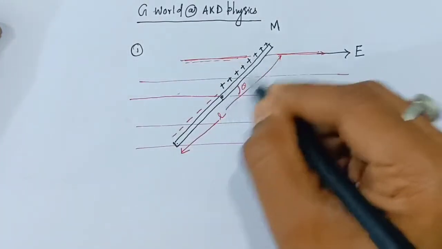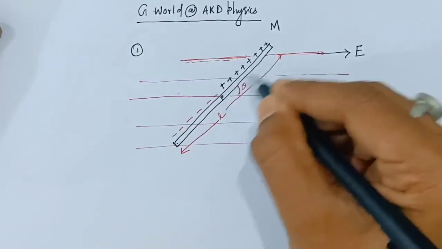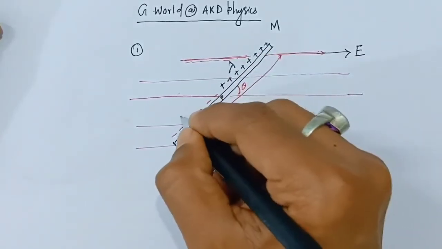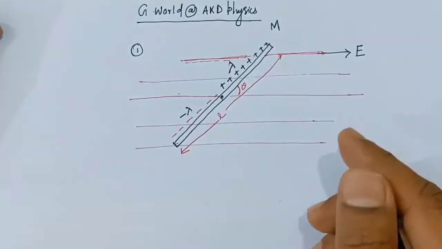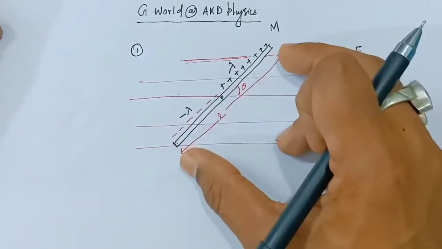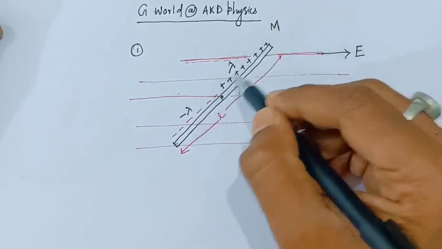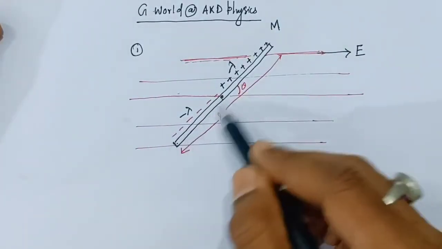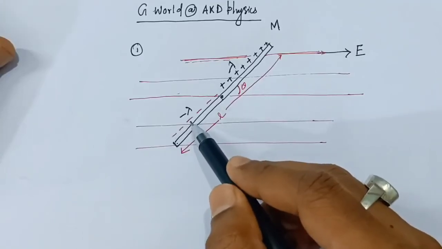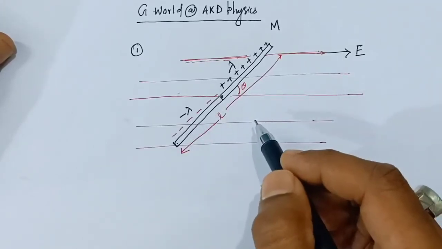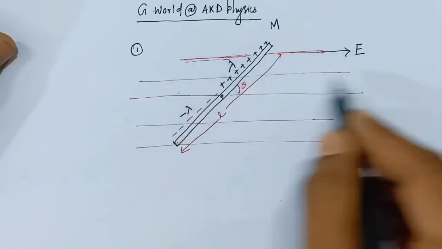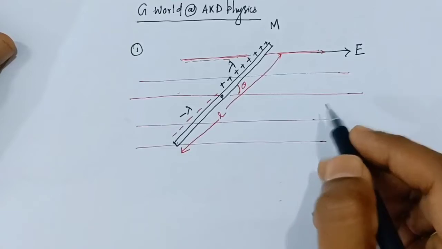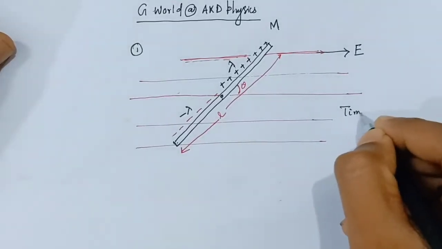If you look at this rod, one half of the rod is positive, having line charge density lambda, and the other half has line charge density minus lambda. If the total length is L, this L by 2 length is positively charged with line charge density lambda, and the other half is negatively charged with line charge density minus lambda. If a constant electric field is provided like this, making an angle theta with the rod, the question asks: find the time period of SHM.